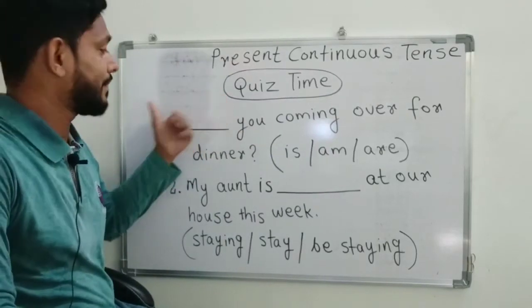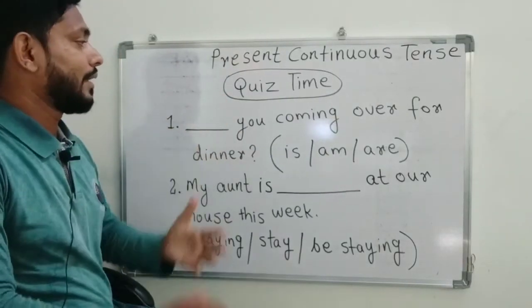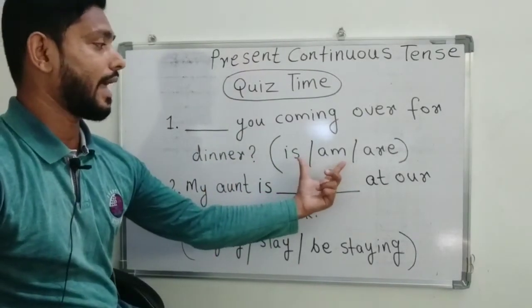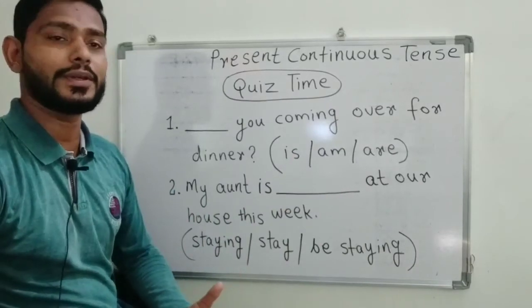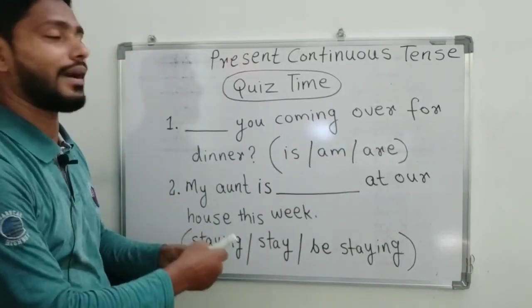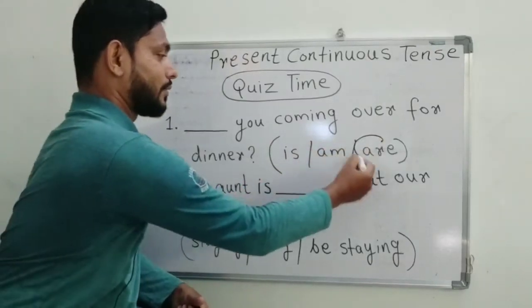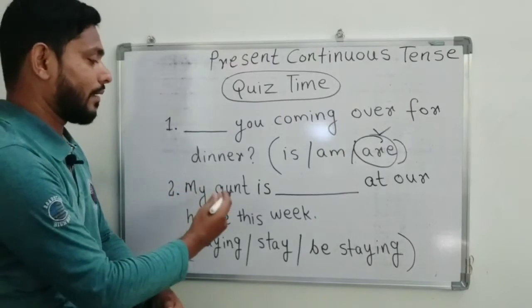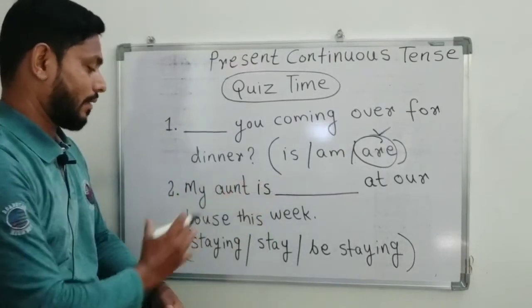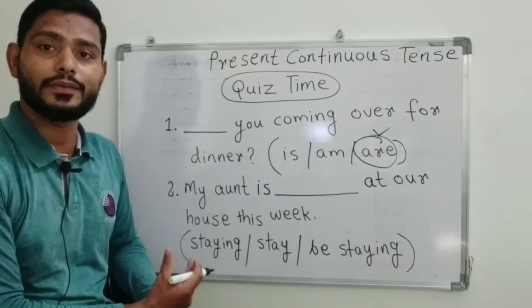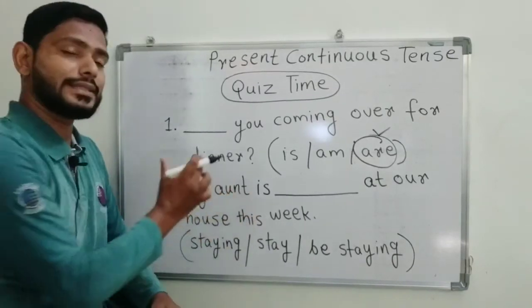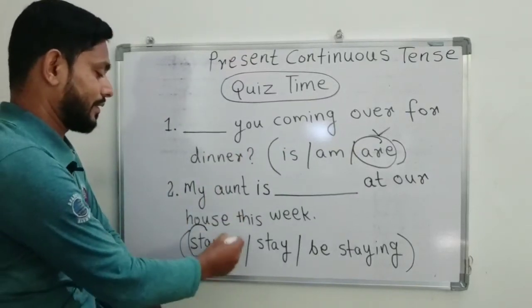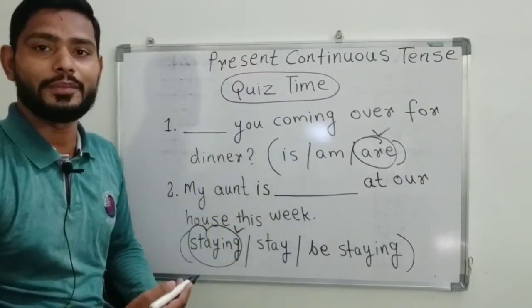Here is the first question for you on quiz time. There is a blank: you coming over for dinner. What may be the correct option among these three? Is, am, or are? Yes, are you coming over for dinner? So you'll have to choose this one. The next one is for you. My aunt is blank at our house this week. What may be the correct one? Yes, my aunt is singular, so is, then verb plus ing form is staying. So this is the correct option.